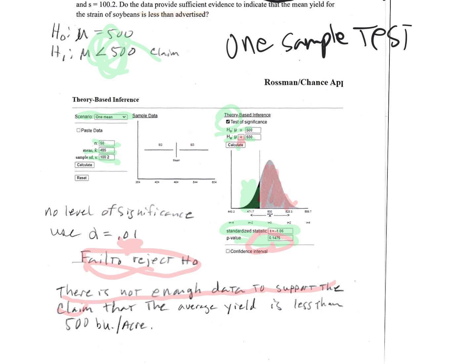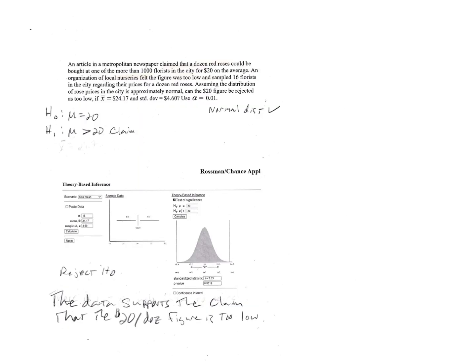Now this one is about roses, and let's see, what do they tell us? They tell us more than 1,000 florists in the city have an average of $20. An organization, local nurseries, felt that figure was too low. I'm going to call that the claim.